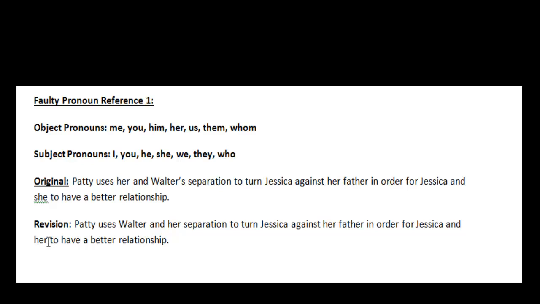You know, we could also avoid this pronoun use altogether and just specify that it is Jessica and Patty who are needing to have a better relationship. And I think that might actually be appropriate here because in addition to solving our problem, it also eliminates any sense of vagueness. So I think we'll accept that and say we're done.